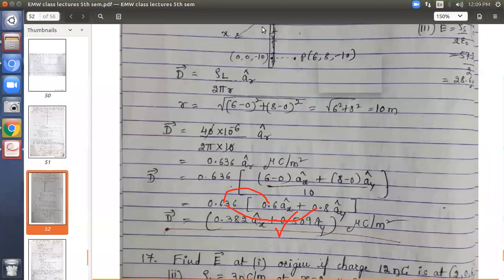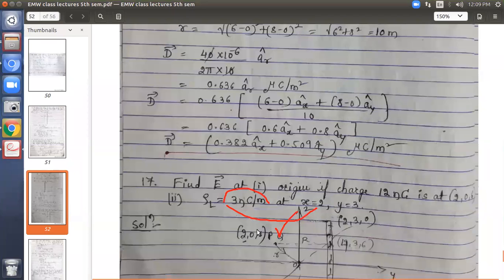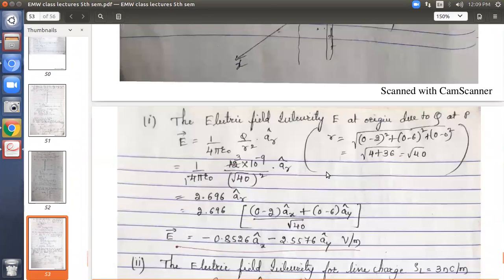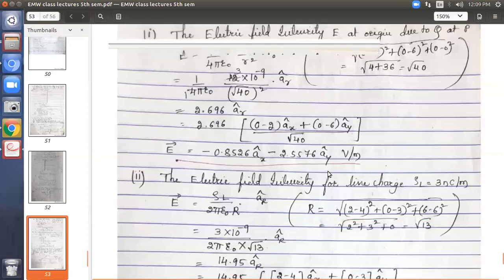Fine. So any doubts in these two problems which I have solved? Any doubts you can ask me, or I'll continue with the next problem. Hope you understood. So let me take one more problem.